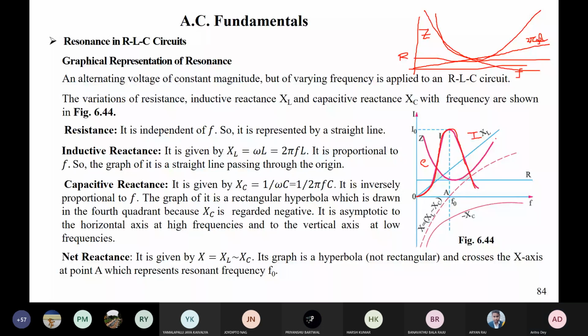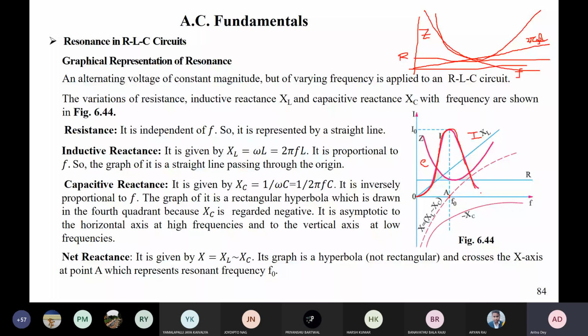Okay. So after the resonant frequency f0, when you cross the resonant frequency, it is inductive, and below the resonant frequency, it is capacitive. So the net reactance, if you want to see, is given by XL minus XC. So the graph is a hyperbola, but it is not a rectangular hyperbola. It crosses the x-axis at a point A where it is the resonant frequency, because at that time the net reactance is 0. Okay.